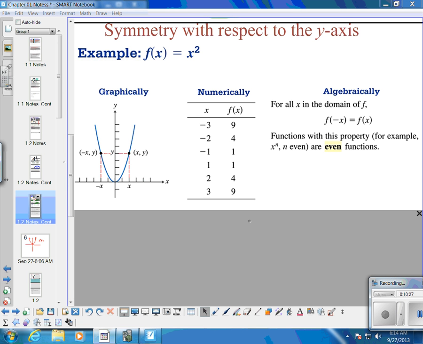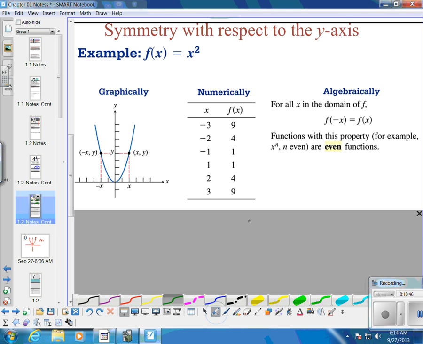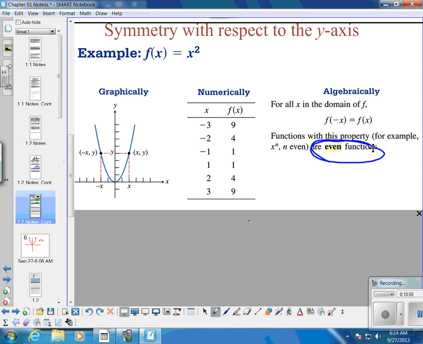The next thing I'm going to mention is symmetry. There's three types of symmetry you're going to look for. Symmetry with respect to the y-axis, symmetry with respect to the origin, and symmetry with respect to the x-axis. So the things to remember about symmetry with respect to the y-axis: we call these functions even functions. If there's symmetry with respect to the y-axis, they're even functions.